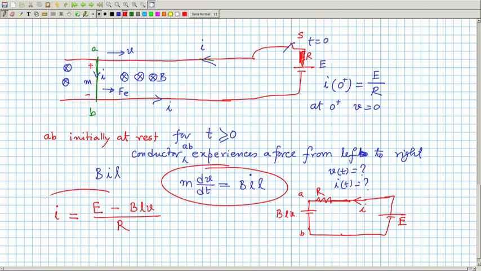So, I have got two equations. If you want to find V, eliminate I from this, put it here, and you will get a first order differential equation. Solve for V, then use the other equation to get the current, and this will continue in the next class.